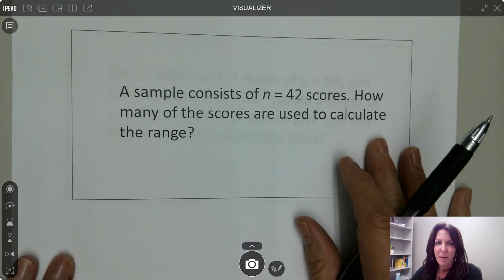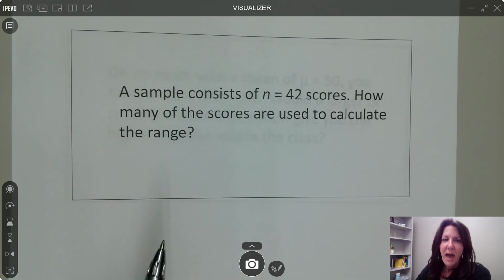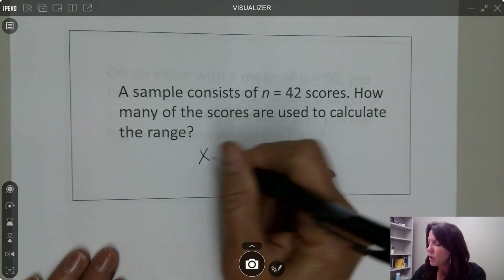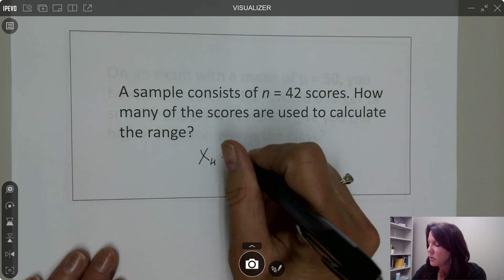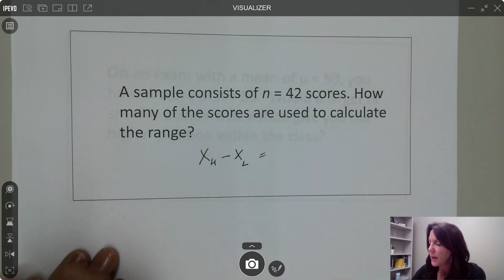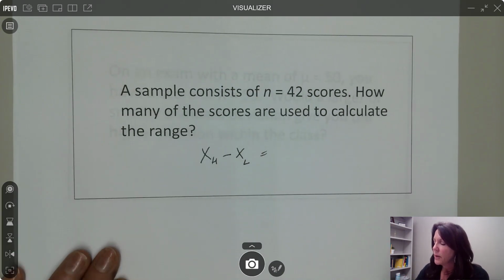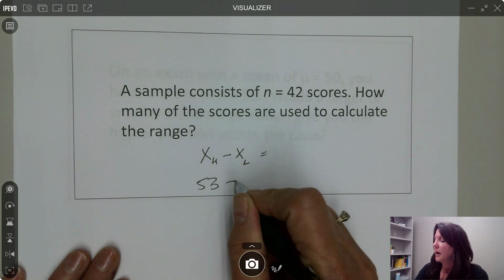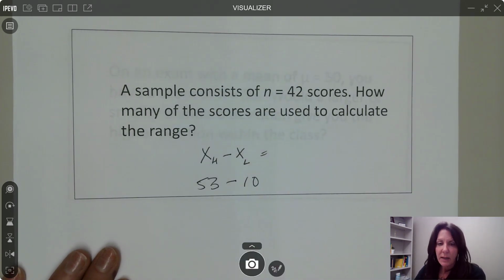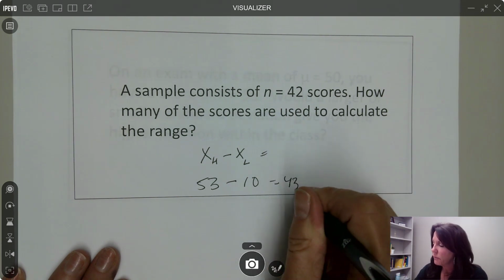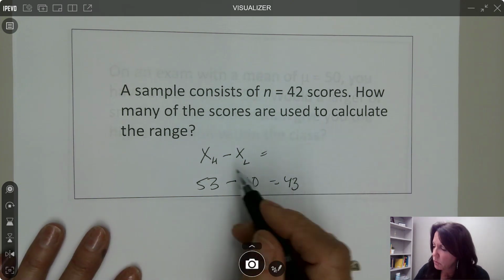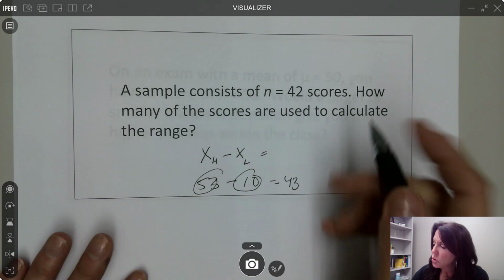Here's just a logic problem. The sample has 42 scores. How many of those 42 scores are used to calculate the range? So if you remember, the range formula is the high score minus the low score, and that'll give you the range. So let's just say the high score is 53 and the low score is 10. What is the range? Well, 53 minus 10 is 43. So the range just uses how many scores to figure it out? 1, 2. That's it. 2 scores.